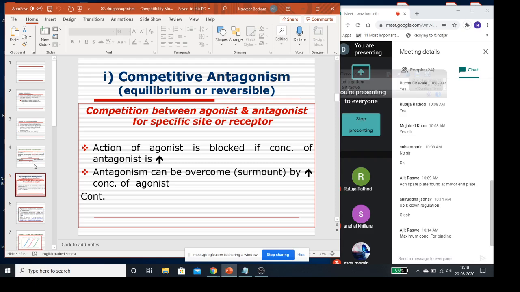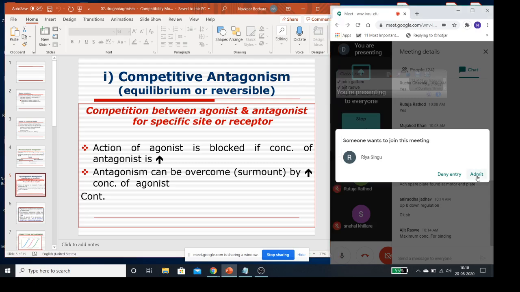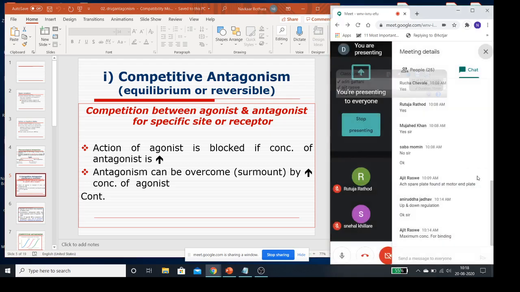Action of the agonist is blocked if the concentration of antagonist is increased, or antagonism can be overcome, that is, antagonism can be removed by increasing the concentration of agonist. Therefore we call it equilibrium or reversible. Here one word is used that sometimes somebody can ask you: surmountable. Overcome means surmount. So antagonism can be surmounted by agonist, so it is also called surmountable, and the irreversible is also called non-surmountable. So these are additional words which are there.